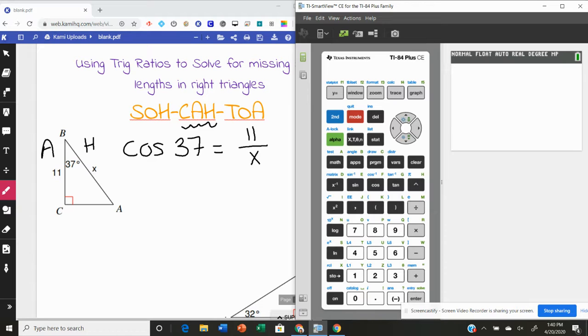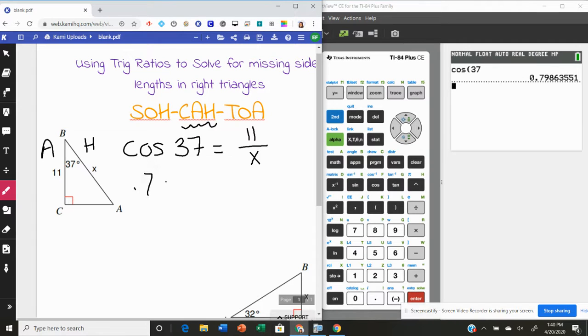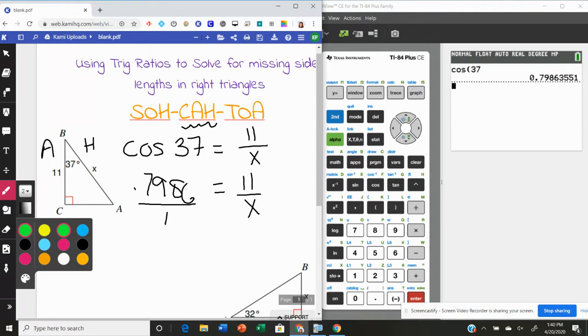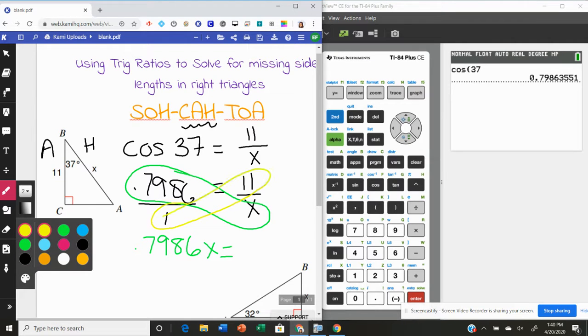So as long as degree is highlighted, I'm going to quit out of here and then go ahead and solve my problem. I need to know what the cosine of 37 degrees is. So I get that that is 0.7986 if I round it to 4 decimal places. I'm going to leave that answer entered into my calculator so that I can solve. Look at the proportion that we have next, which we can then use some cross multiplication to solve. So 0.7986x equals 11 times 1, or 11.